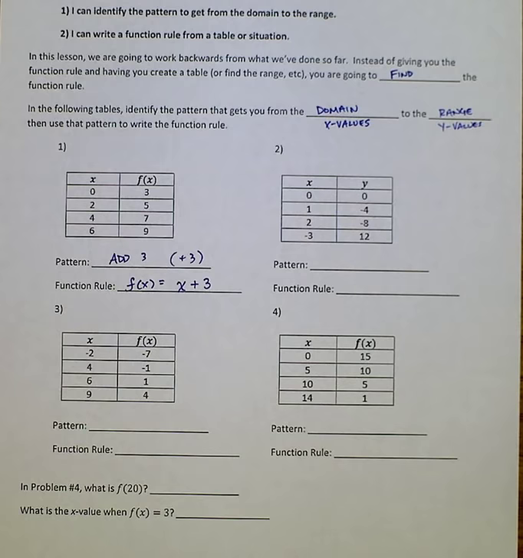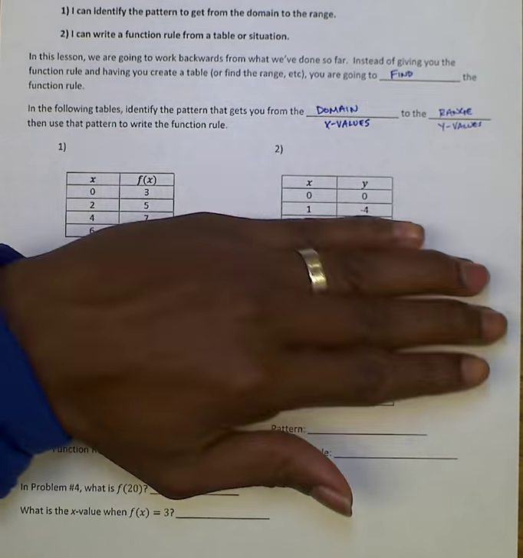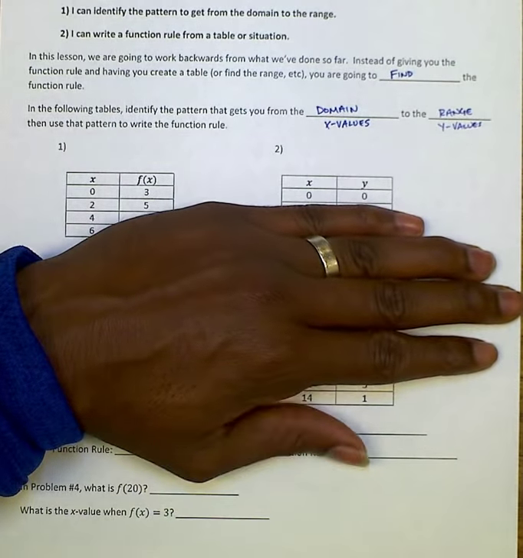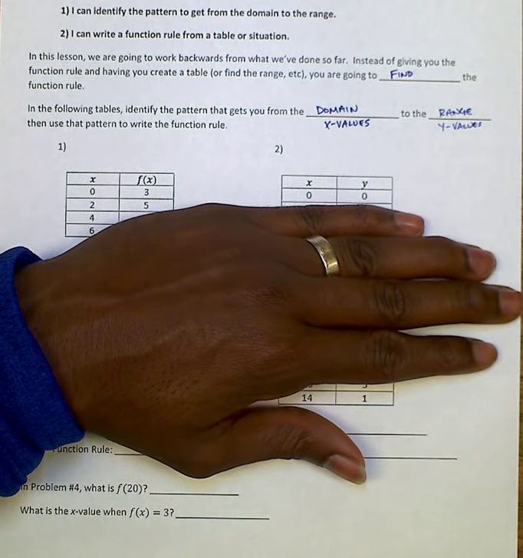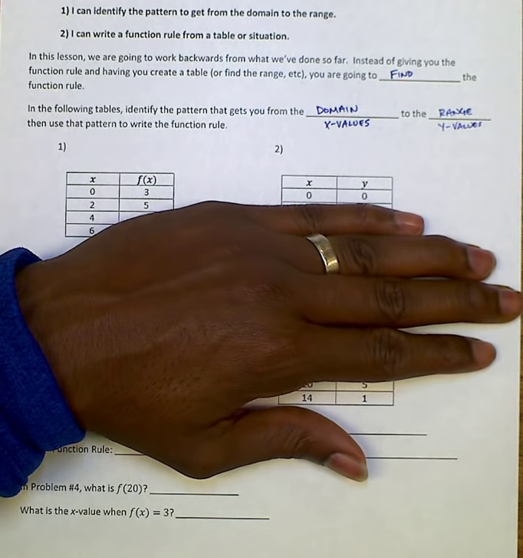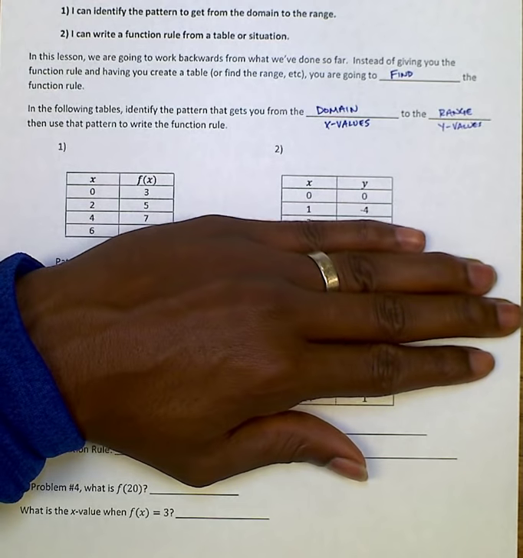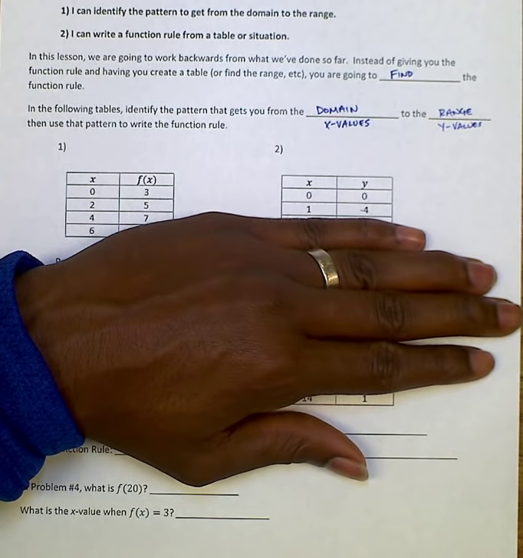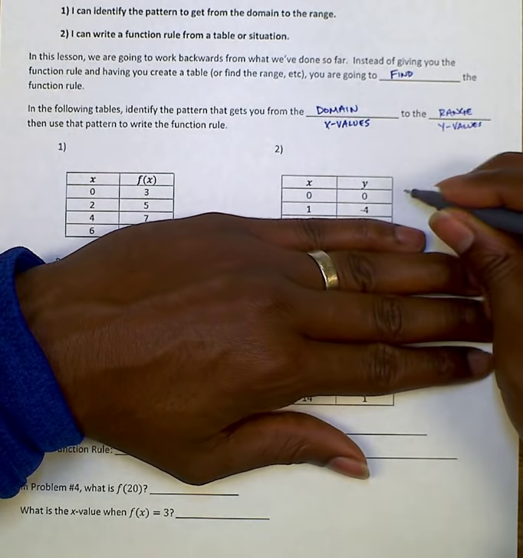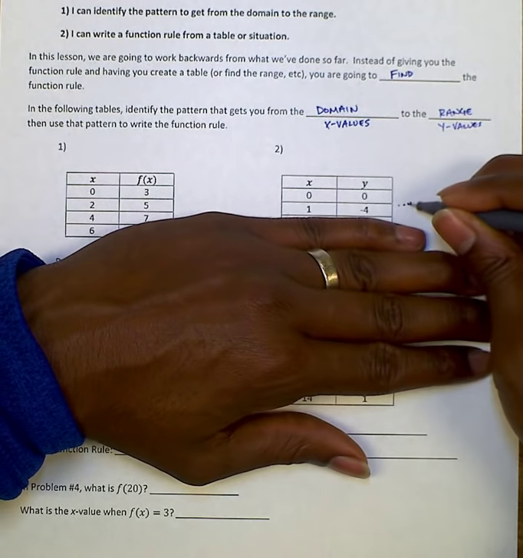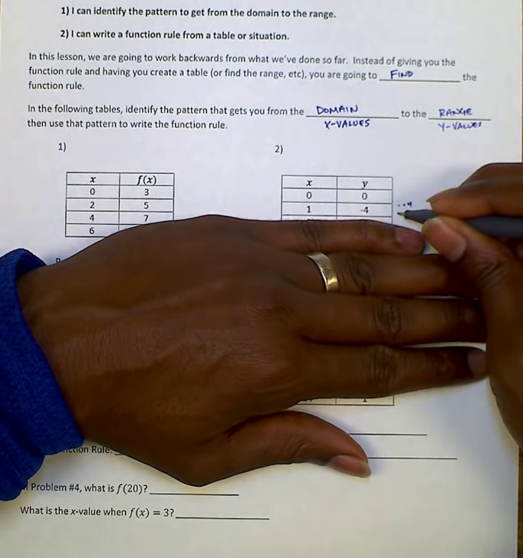Looking at the second problem, I'm going to do the same thing. Looking at 0, 0, there are so many things that could happen to get from 0 to 0. You could be adding 0, subtracting 0, squaring, multiplying, or dividing. So we won't take too long on 0, 0. Now we have 1, negative 4. How do I get from 1 to negative 4? I could either be multiplying by negative 4, or subtracting 5.